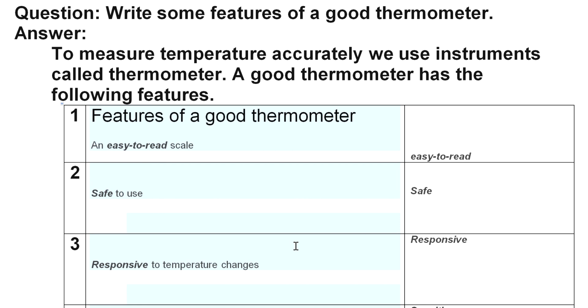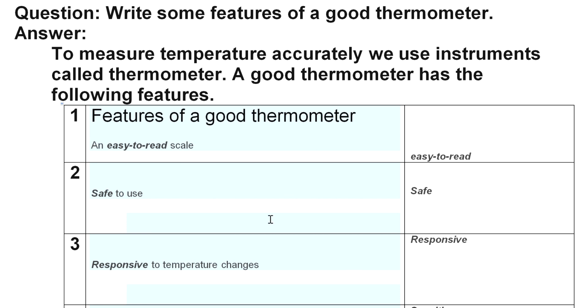How will we construct a thermometer with good features? The answer is: to measure temperature accurately we use an instrument called a thermometer. A good thermometer has the following features. So you will make two columns and you will write the features 1, 2, 3, 4 in short form, as well as a little explanation. Features of a good thermometer.